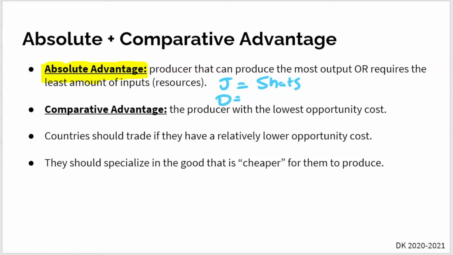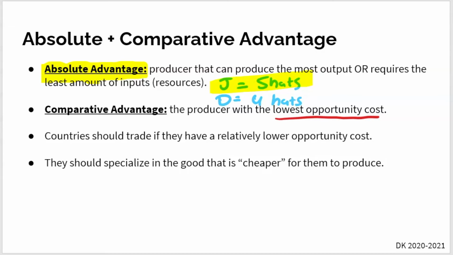while Daniel, D, can produce 4 hats. Well, who has the absolute advantage? J does, because J can just produce more hats than D. Right? Pretty simple. Comparative advantage, on the other hand, is whoever has the lower opportunity cost. Okay, so whoever has a lower opportunity cost has the comparative advantage.